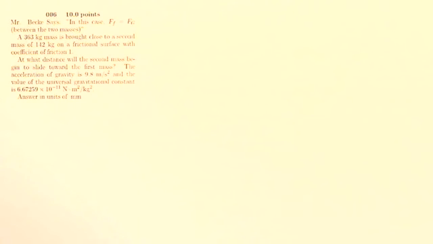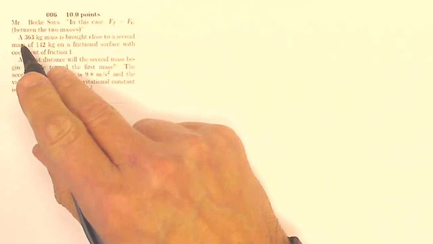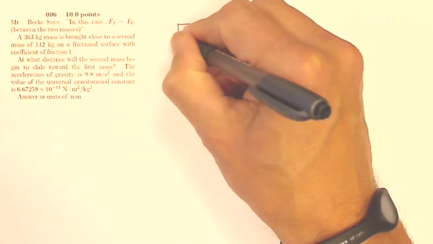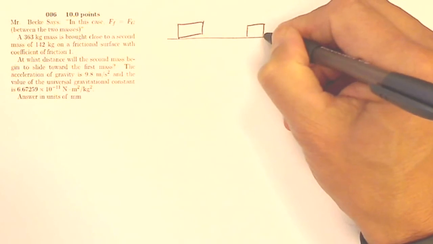Question 14, homework 14, question number 6. A 363 kilogram mass is brought close to a second mass of 142 kilograms. So I've got one mass that is being brought closer to a second mass.